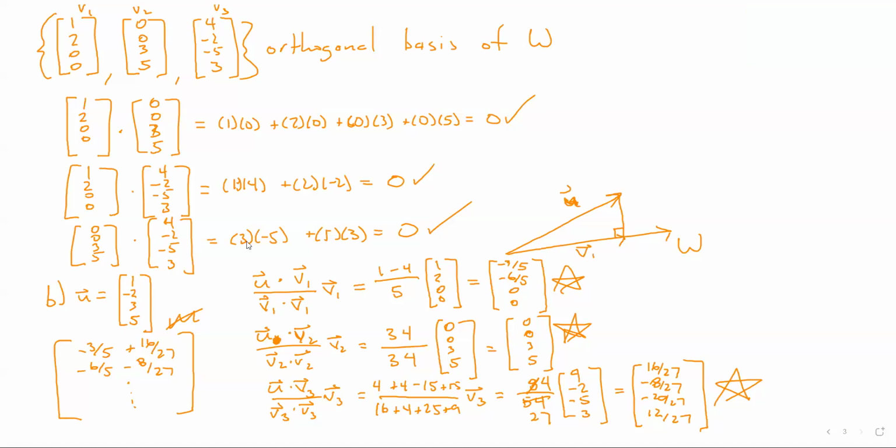I just have one more question. While you're doing that final step there, are you adding all three of the matrices together? Yeah, so negative 3/5 plus 0 plus 16 over 27, and so on. Okay. All right. Thank you. Yep, no problem.